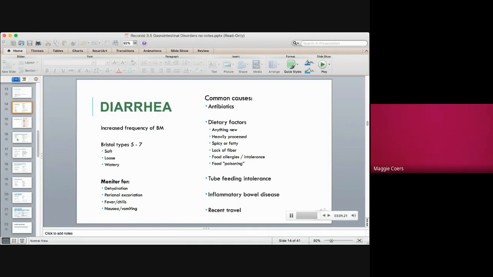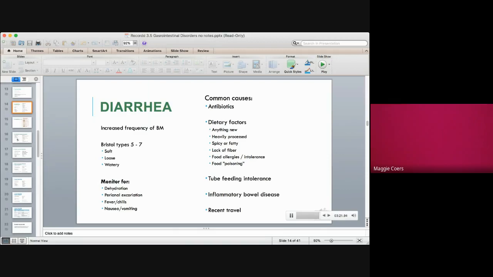Inflammatory bowel disease, diverticulitis, Crohn's disease. With these, patients have intermittent bouts of diarrhea. And also, if they come back from a foreign country with diarrhea, we need to investigate the possible source of that.